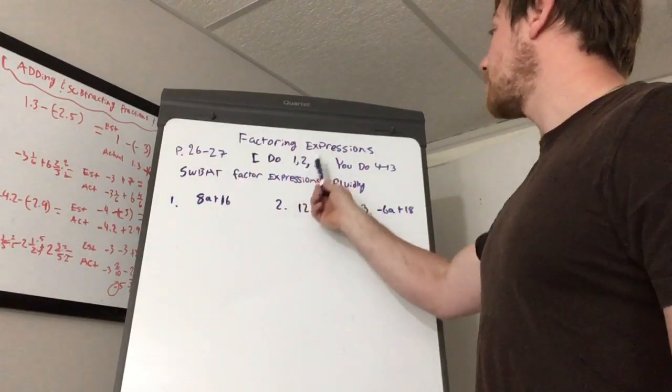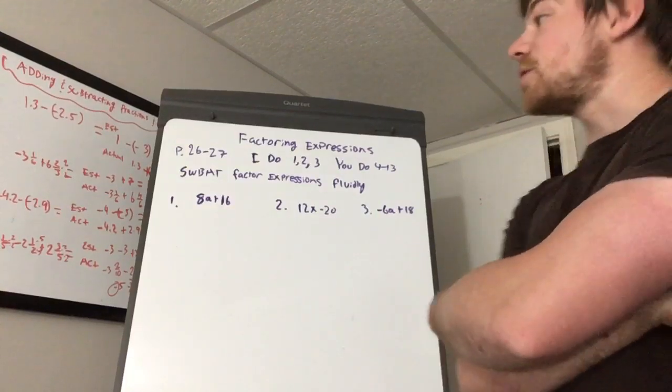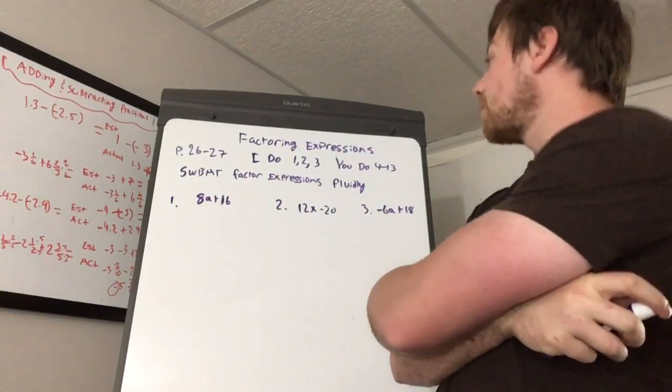I'm going to do 1, 2, and 3. You're going to do 4 to 13. So our objective for today is students will be able to factor expressions fluidly.